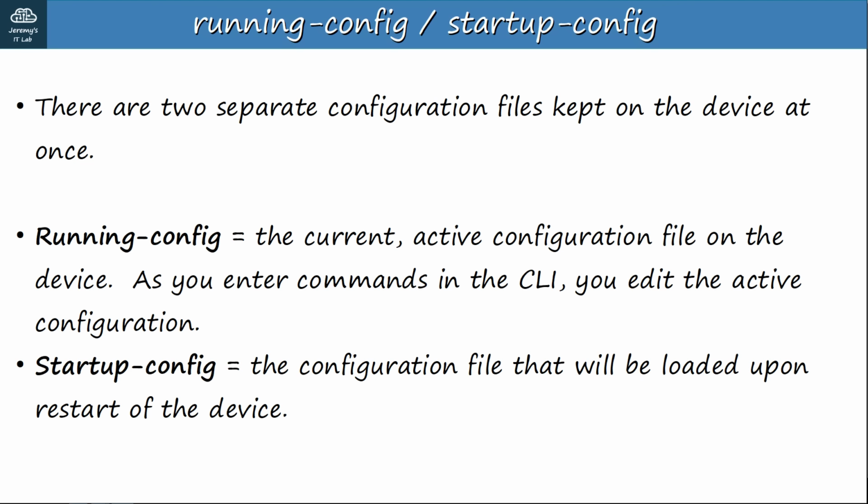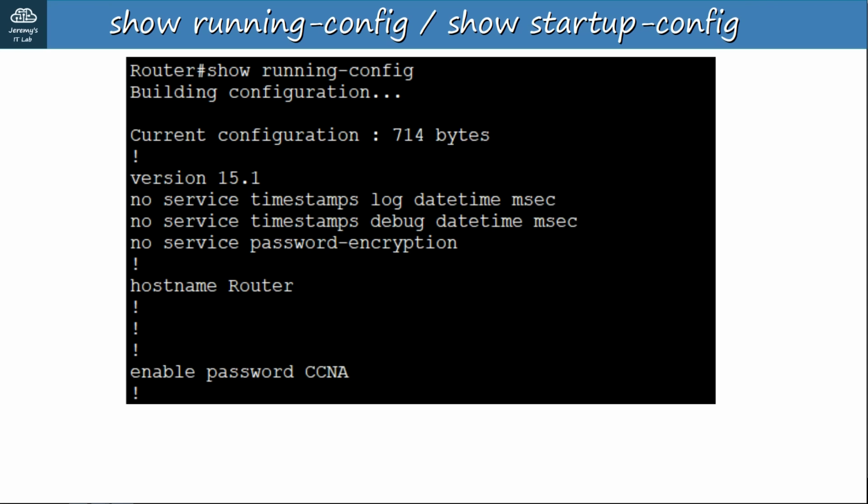The startup config is the configuration file that will be loaded upon restart of the device. If you reload the device or shut it down and then turn it on later, the startup config will be loaded. So let's take a look at the configuration files. Use the show running-config command in global configuration mode to view the running configuration file. There is lots of data in the file by default, so I only included the output up to the command we entered. Here's the command: enable password CCNA in the running config.